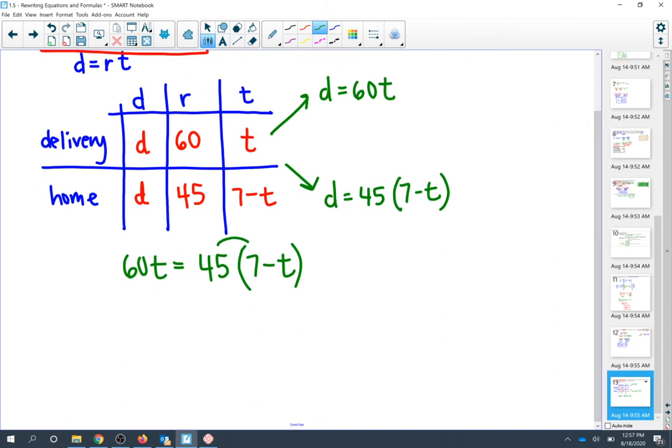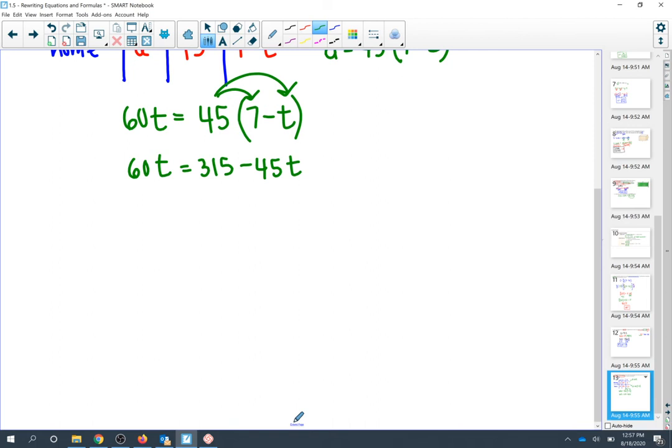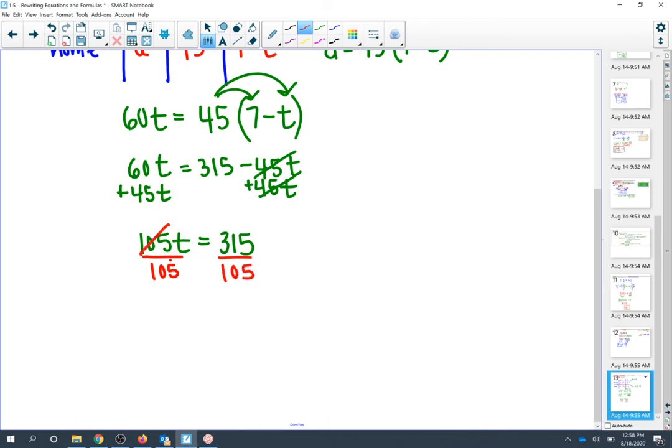First thing I'm going to do is simplify over here. 45 times 7 is 315. 45 times negative t is negative 45t, and then I drop down my 60t. Then I'm going to try to get all of my variables to the same side, so I'm going to add my 45t. 60t plus 45t is 105t. These guys canceled, which just leaves me with my 315. Then I'm going to divide by 105, which leaves me with t equals 3.